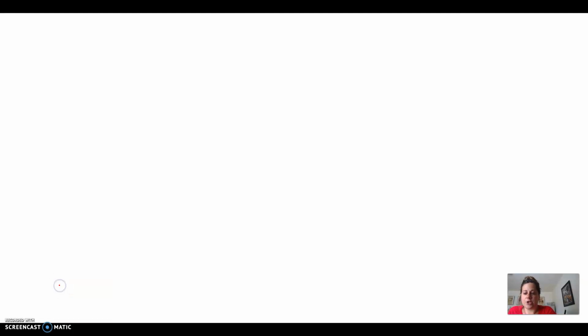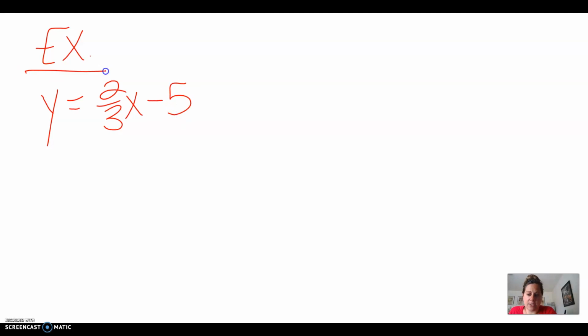This is just an additional example. If I have y equals 2/3 x minus 5, okay, I didn't show you any fractions. Well, m would be 2/3 and b would be -5.